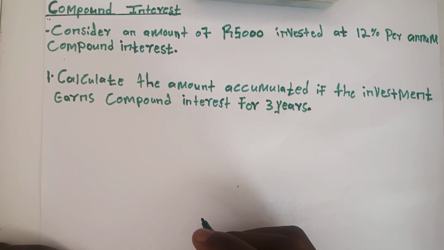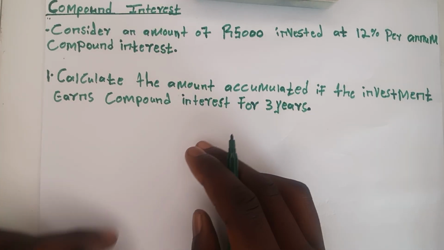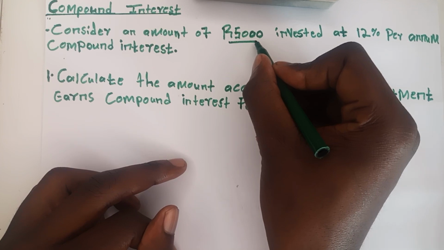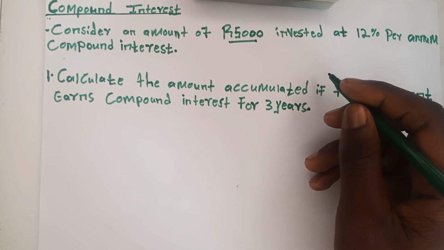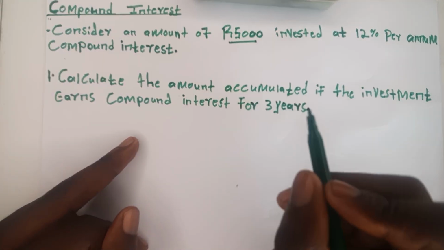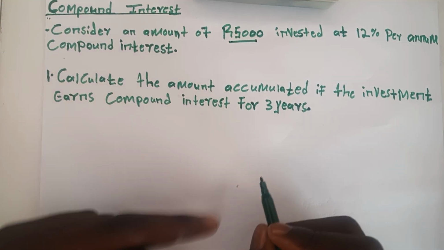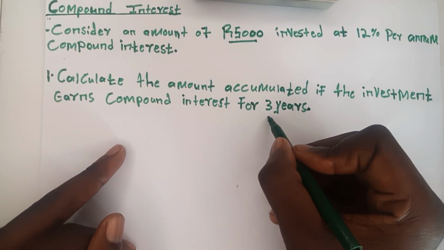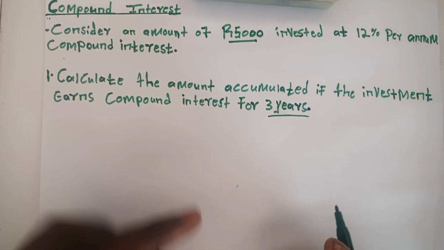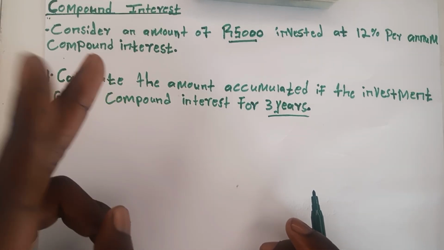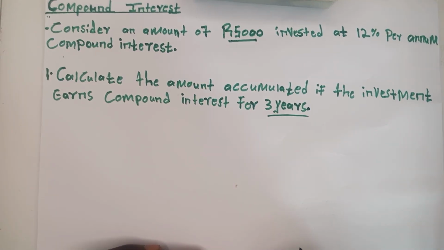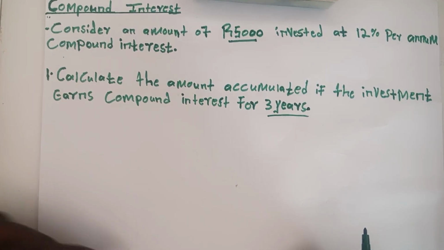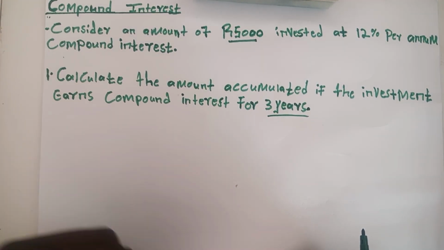Now let us take a look at a financial institution that uses compound interest rather than simple interest. Let us take that same 5,000 rand invested at the 12% per annum interest rate, and we ask the same question. How much money will we accumulate after the same period of 3 years? So guys, even in this case, we can use two options. We can either use the manual method or a compound interest formula.